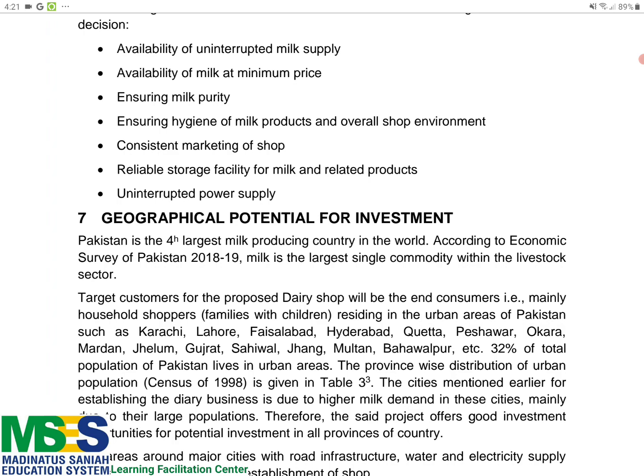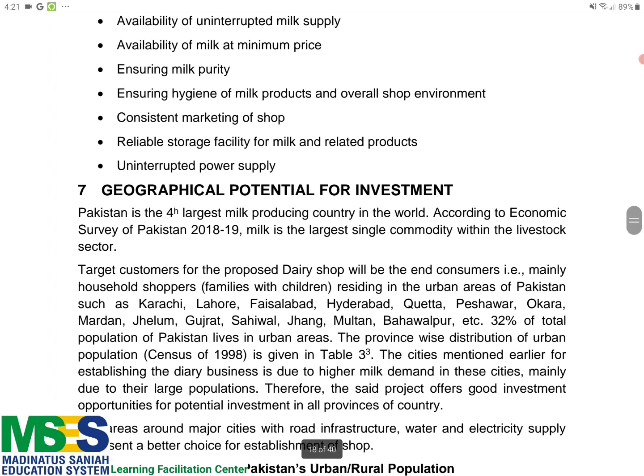Other factors are reliable storage facility. If your storage facility is not reliable, your milk will be spoiled. And lastly, uninterrupted power supply. Uninterrupted means a power supply that does not stop, that is not interrupted.